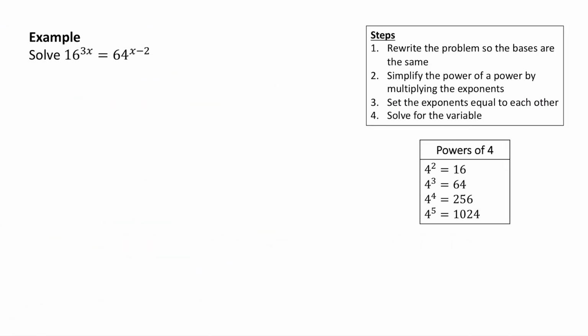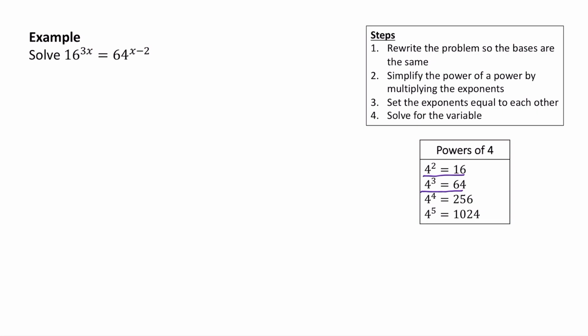So now let's go ahead and solve this equation. We have 16 to the 3x equals 64 to the x minus 2. So once again, you want to glance around that powers chart and see which part of that chart has a 16 and a 64. If we look at the powers of 4, notice that 4 squared is 16 and 4 cubed is 64. So if I rewrite these both as powers of 4, I'm going to have the same base on both sides. That's my strategy here.